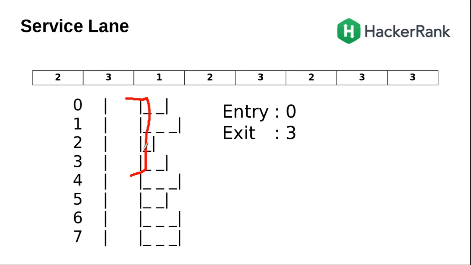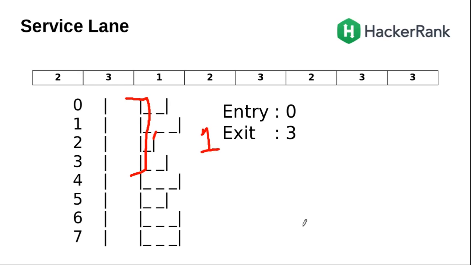Remember, in this only a vehicle of width 1 can enter into it, because in between we have a section which is of width 1. In case a larger width vehicle enters, like for example 2, they will be able to complete the first 2 sections, but they'll not be able to enter the third section. Okay, so in case the entry is 0 and the exit is 3, the largest width of the vehicle which can enter is 1.